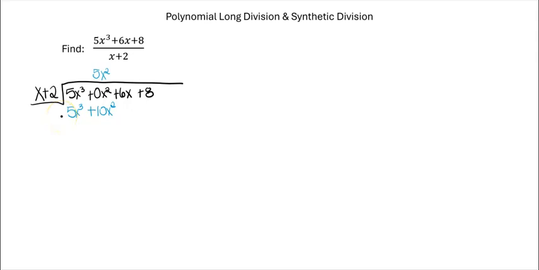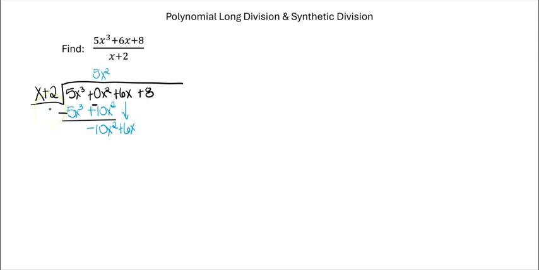Now, just like in regular dividing, I'm going to subtract. But subtracting polynomials is really distributing a -1 to each part, so I'm just going to change the sign of all the terms and then add down. So 5x to the third plus -5x to the third is 0. 0 plus a -10x squared is -10x squared. And then I'm going to bring down the next term, plus 6x.